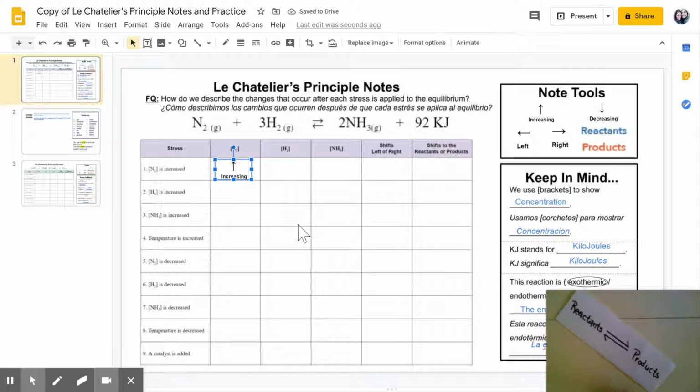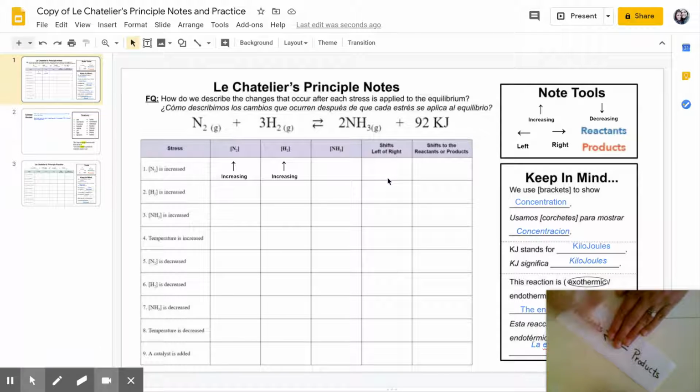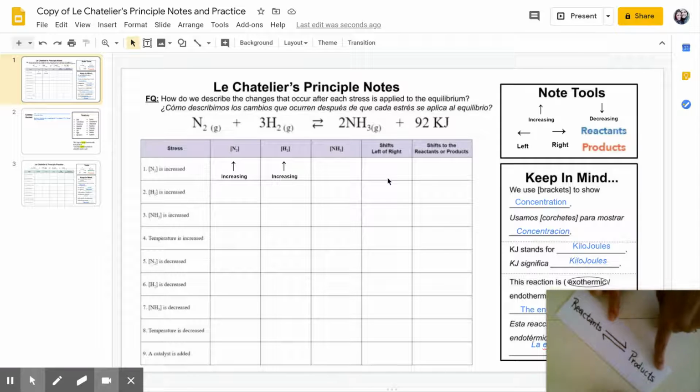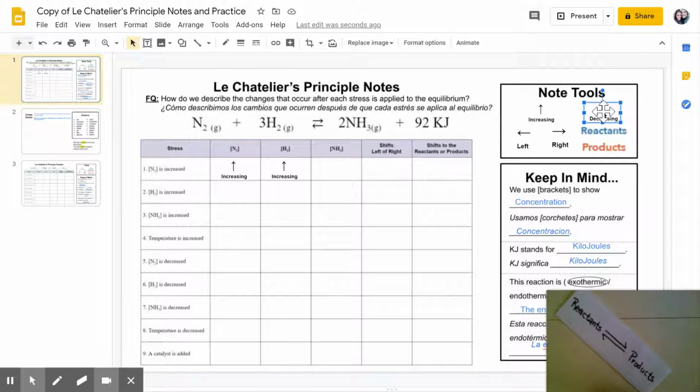Now, not only is the concentration of N2 increasing, but I also see that H2 is a reactant as well. So I'm going to paste another increasing into the concentration for H2 as well. Now, if the concentration of reactants went up, I saw that the products are now lower. So that means that the concentration of NH3 has decreased. So I'm going to copy and paste my decreasing arrow and bring it over here into my chart.